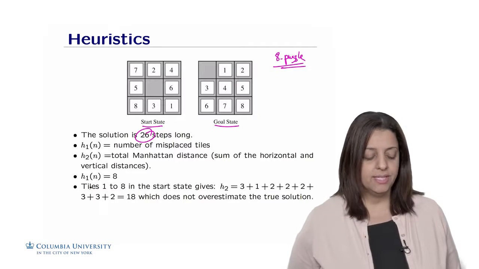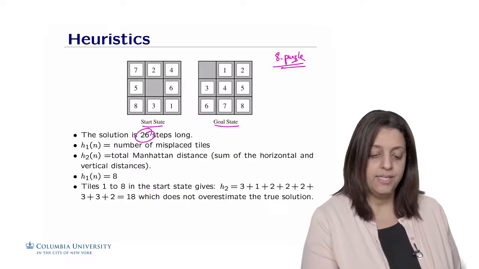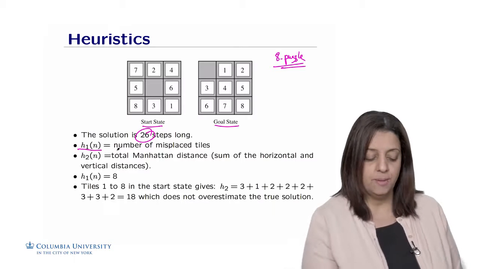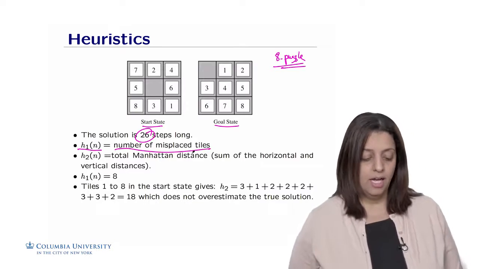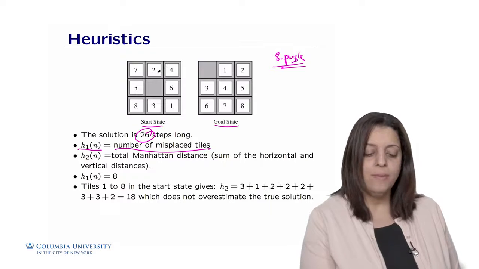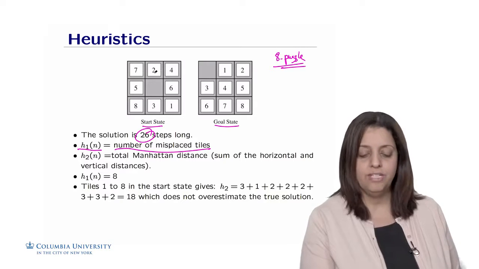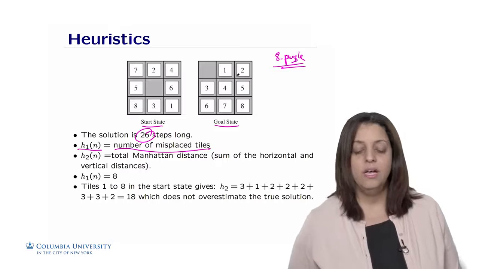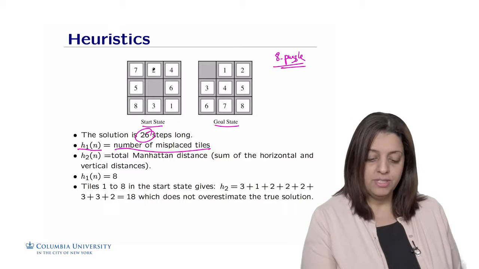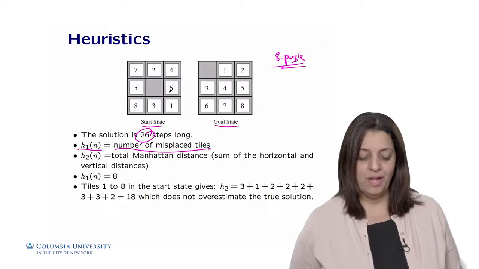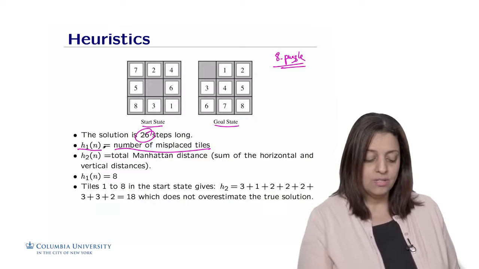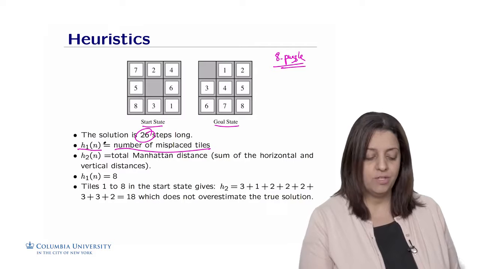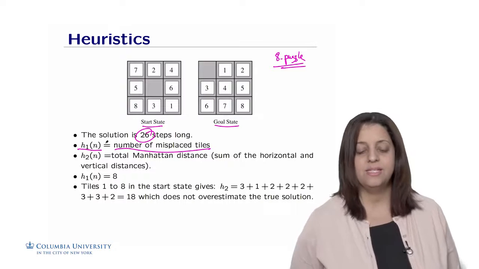So possible heuristics could be, for example, using h1 of n, which is the number of misplaced tiles. So you look at the start state and you see how many of the tiles are not at the right place as compared to the goal state. So for example, 2 is not in its place. 4, none of them is actually in its final position. So the total distance, in this case, h1 of n would be equal to 8, which represents the number of misplaced tiles.